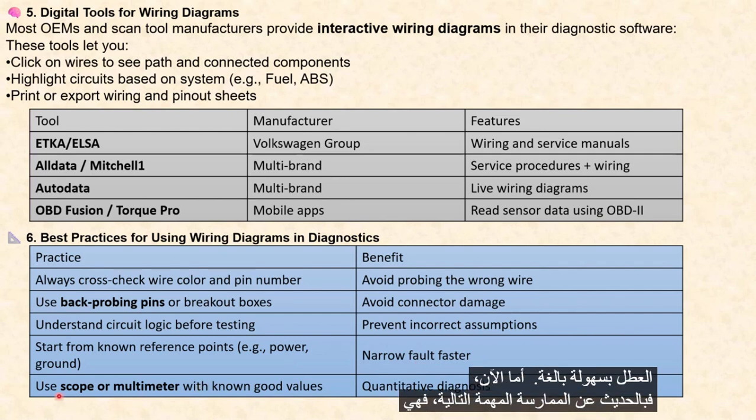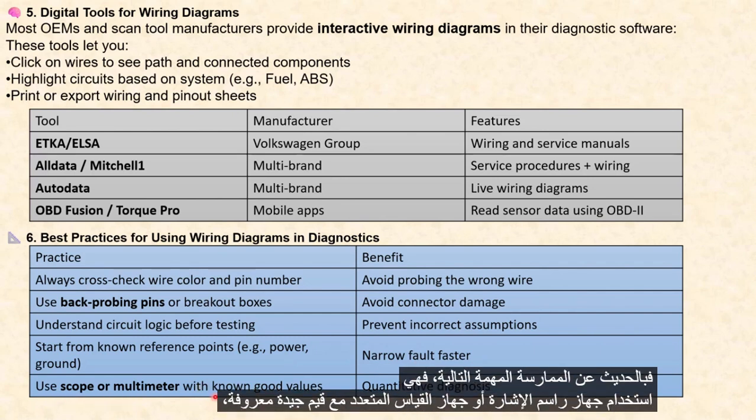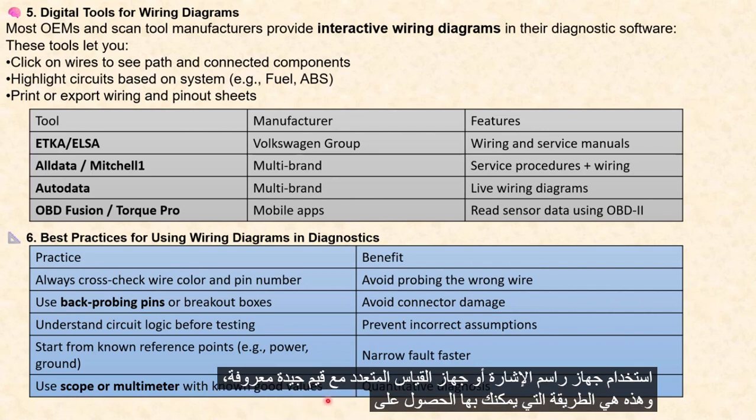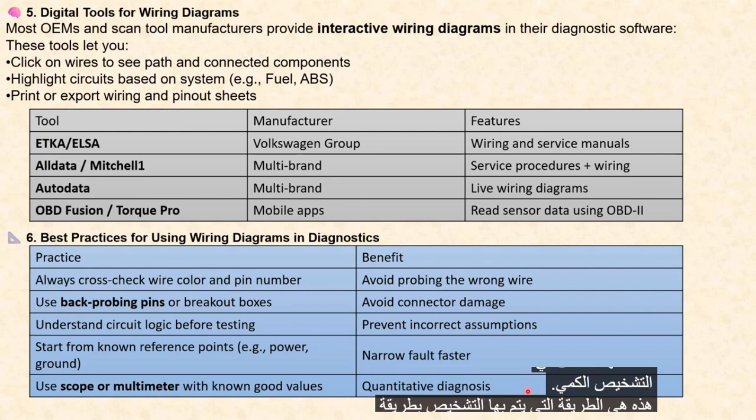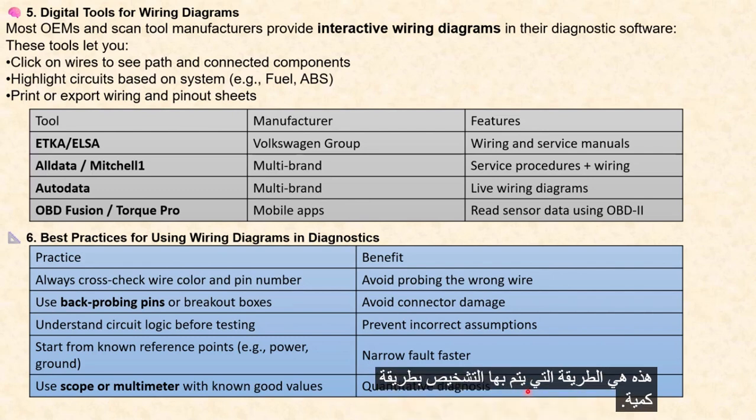Next important practice is use a scope or multimeter with known good values. The important benefit is quantitative diagnostics. This is how you diagnose in a quantitative manner.